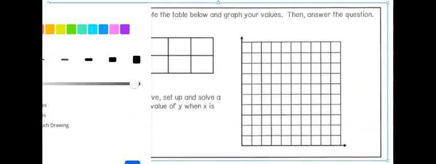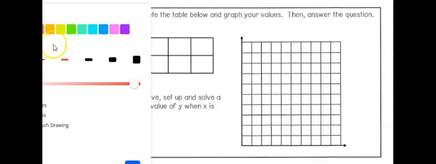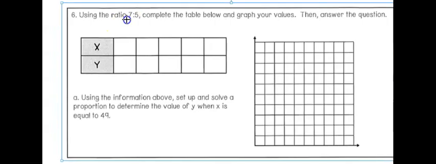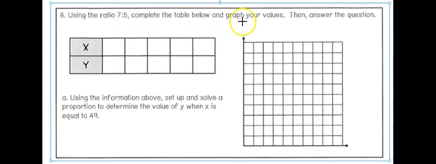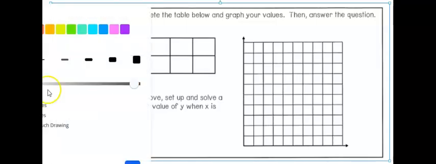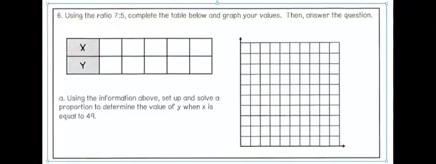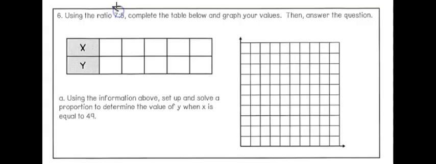Okay, this problem says, using the ratio 7 to 5, complete the table below and graph your values, then answer the questions. Okay, so I have that my x is 7 and my y is 5. So x is 7, y is 5. So I'm just going to put that in my table.